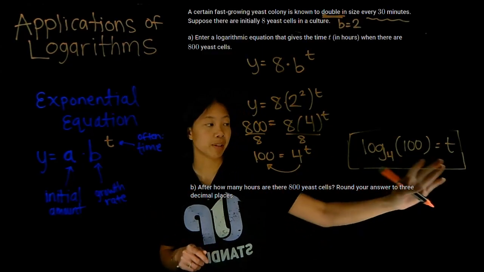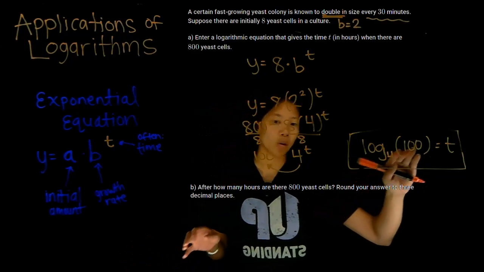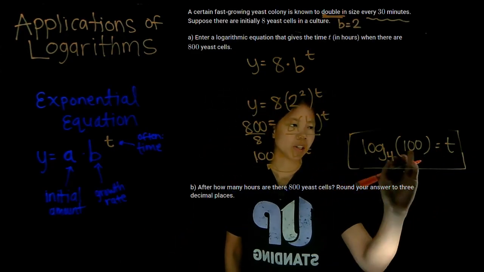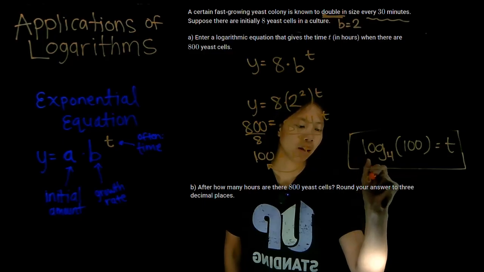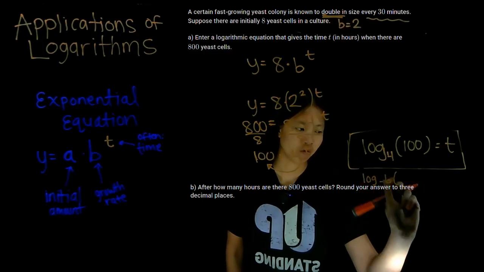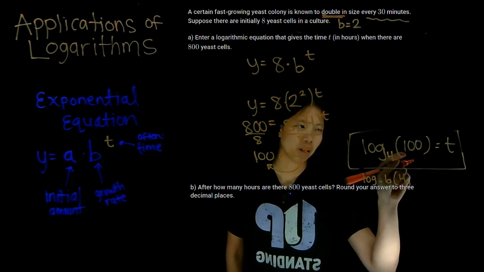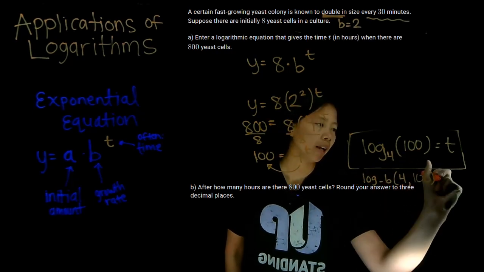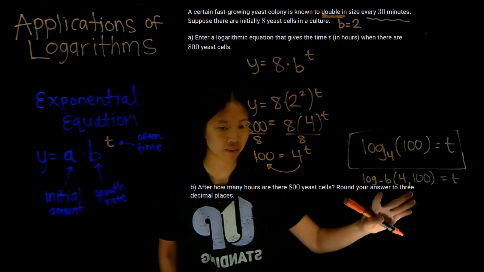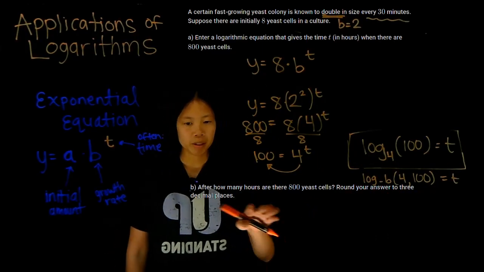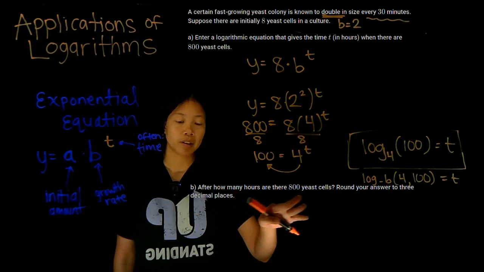So this is what I would type into Derivita: log base 4 of 100 equals t. And recall in Derivita that if I want to type in log base 4 of 100, I will have to write log underscore b of, where the first number is my base, which is 4, comma, and then the second number is whatever's inside my parentheses or my log, and then say that equals t. So I would have to type it like this in Derivita in order for it to show up like this. All right, part B says after how many hours are there 800 yeast cells?